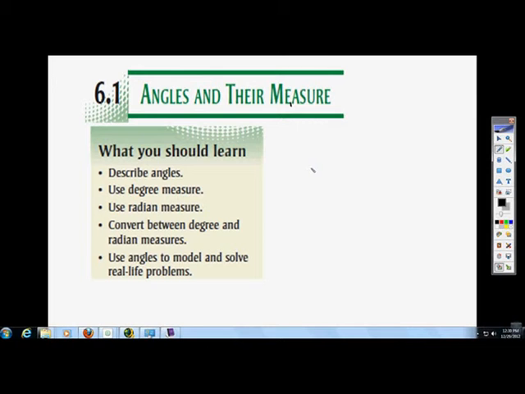Good morning. This is section 6.1, Angles and Their Measure. It is the first section in chapter 6, where we start trigonometry. What we're going to learn here over the next 3 lessons is describing angles, using our familiar degree measure to measure angles, and then we're going to look at something new, a different way to measure angles in radian measure. And we'll learn how to convert back and forth between the two, degrees and radians, and we can use these ideas to solve and model real-life problems.